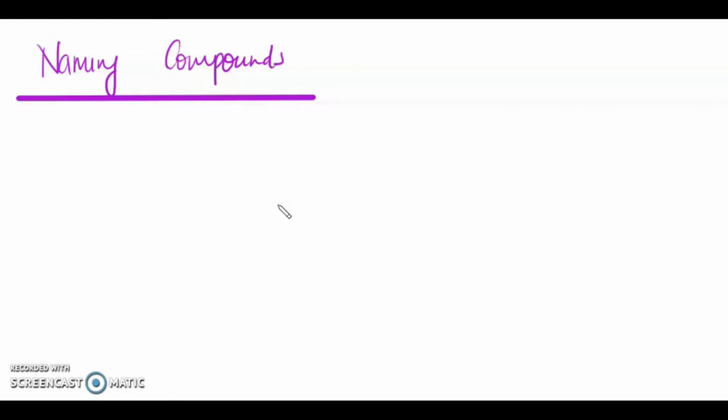I hope you all have your textbooks open to page 139. Now would be a really good time to go through the key terms given on that page, page number 139. So next we'll be looking at naming compounds.